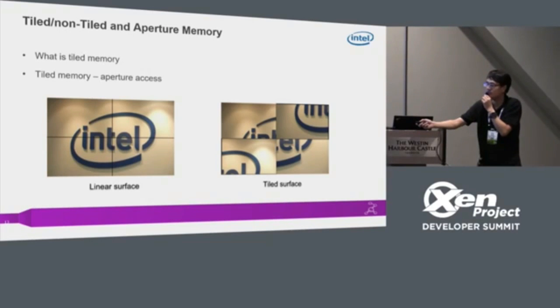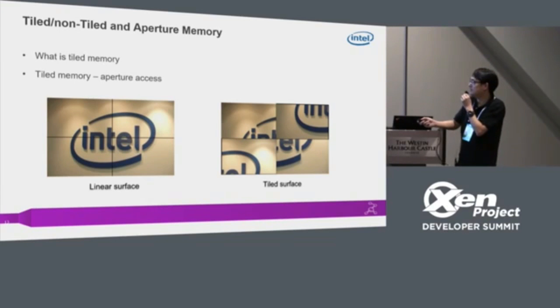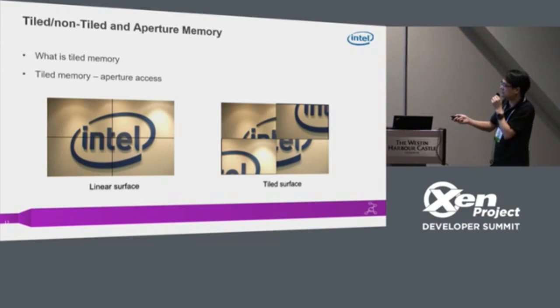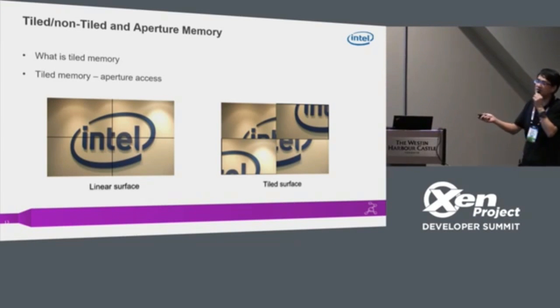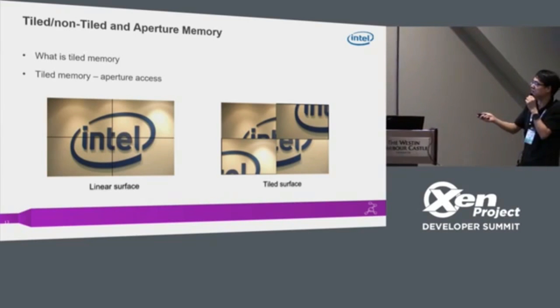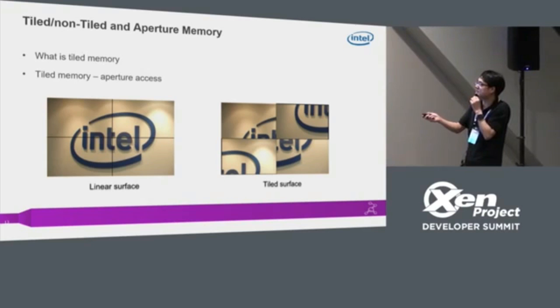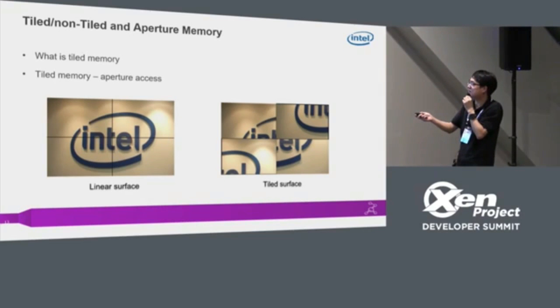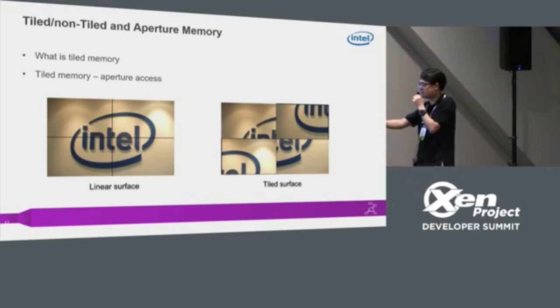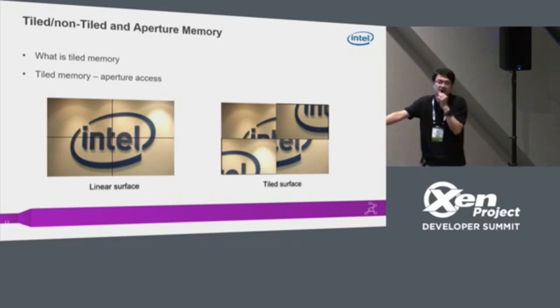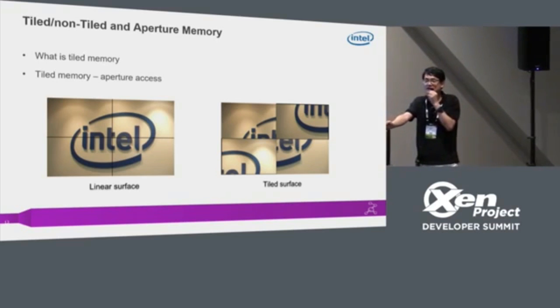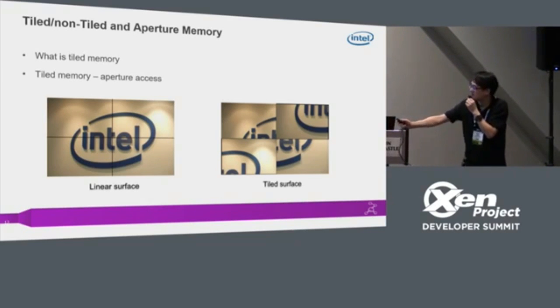But for tiled memory, the data stored in memory is disordered, and this is because of optimization for the GPU access. But the CPU will still read in order, so from the CPU's point of view, it gets a picture like this one. So the CPU cannot directly use tiled memory. It needs to get help from the GPU side.